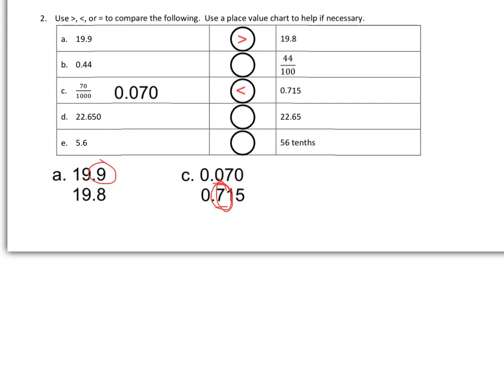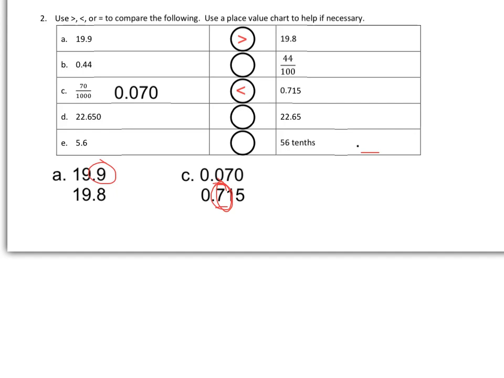Question 2E has 5.6 being compared to 56 tenths. In a way, you need to also convert 56 tenths to a decimal. The word tenths is a hint for us. What we need to do is create a decimal where the last number in 56 is in the tenths place. Remember, the tenths place is the first digit after the decimal. So if we have to put the last digit in 56 into the tenths place, what number would that be?